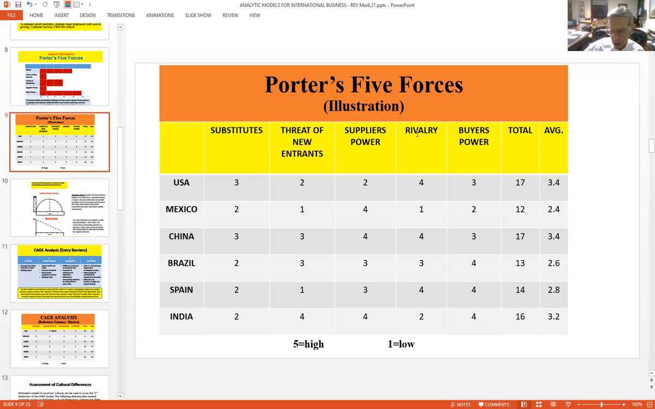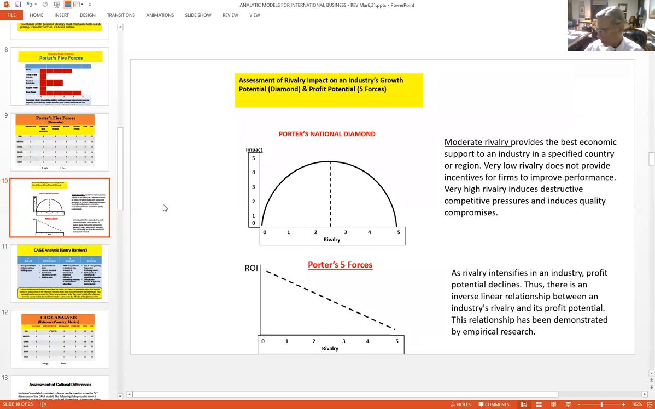So now let's talk about this item, rivalry. By the way, I guess we've talked about each one of these factors, so we can move on. But here's a discussion of, or a characterization of rivalry in these two different models from Porter.